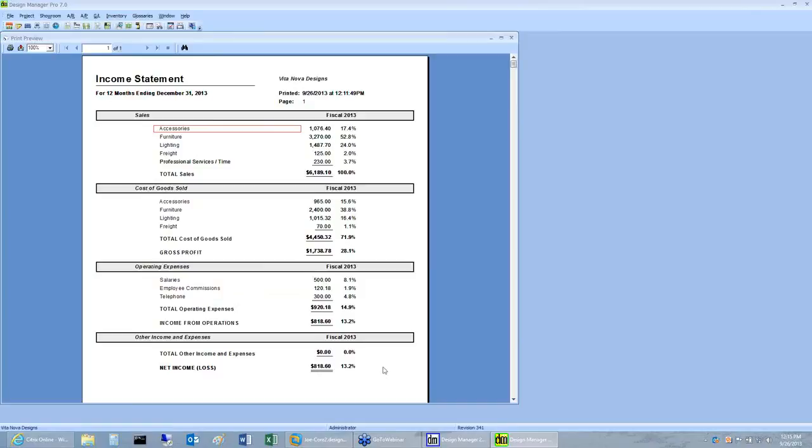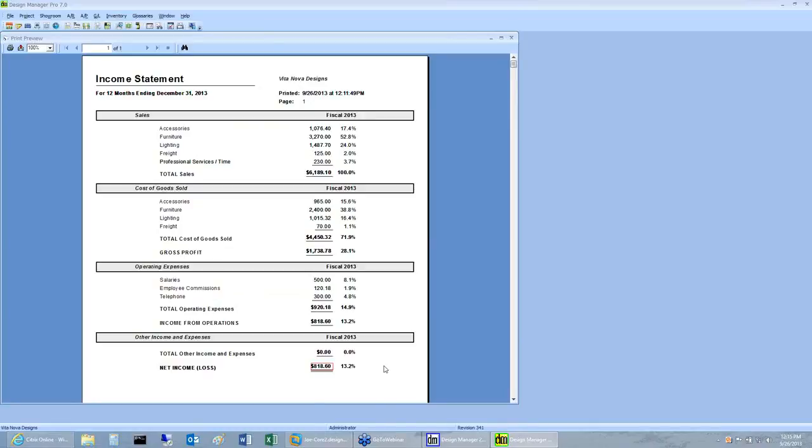And then it comes down to a net income section. So the net income is basically the sales minus your costs minus your operating expenses. And there's an other income section, and accountants use this to categorize things that don't really fit into expenses or cost of goods sold, but it's really treated as an expense.